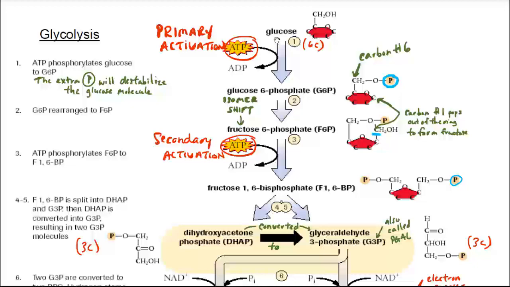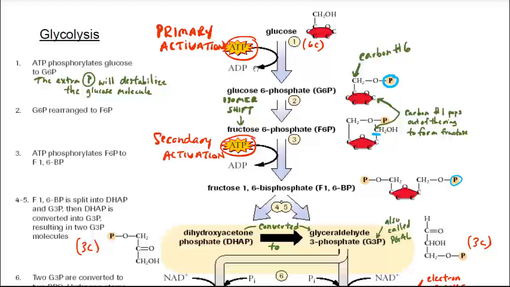So the first thing that I'm going to want to do is destabilize this ring. In order to make it fall apart into 2 3-carbon molecules, I have to destabilize the bonds. And right now they're very happy to sit exactly how they are. So the first thing that we're going to do is something called primary activation. We're going to add a phosphate, and I've written it over here for you. The extra phosphate will destabilize the glucose molecule.